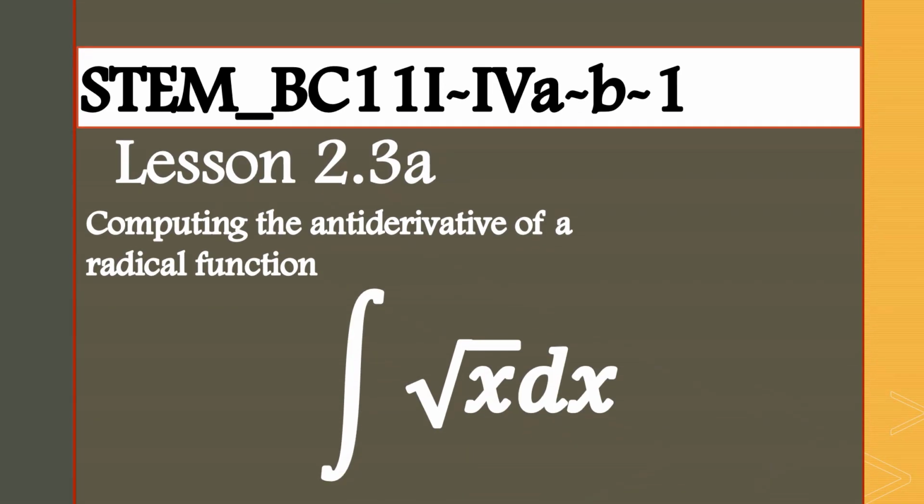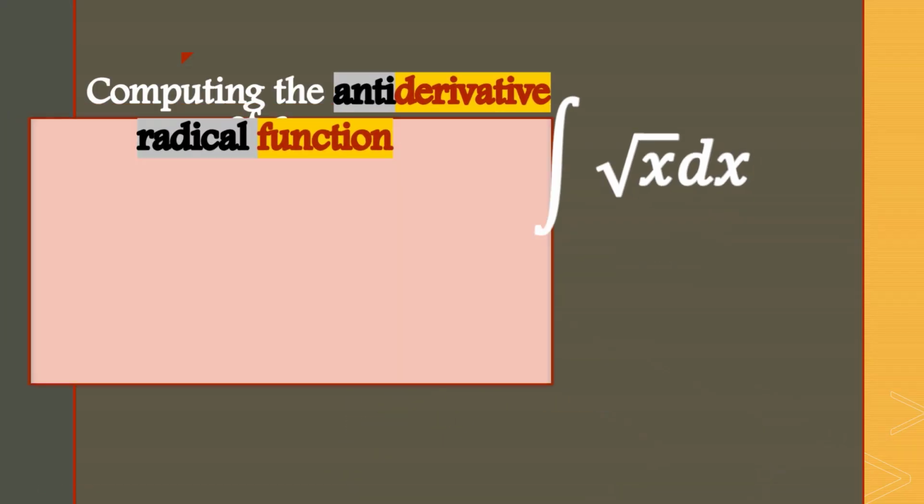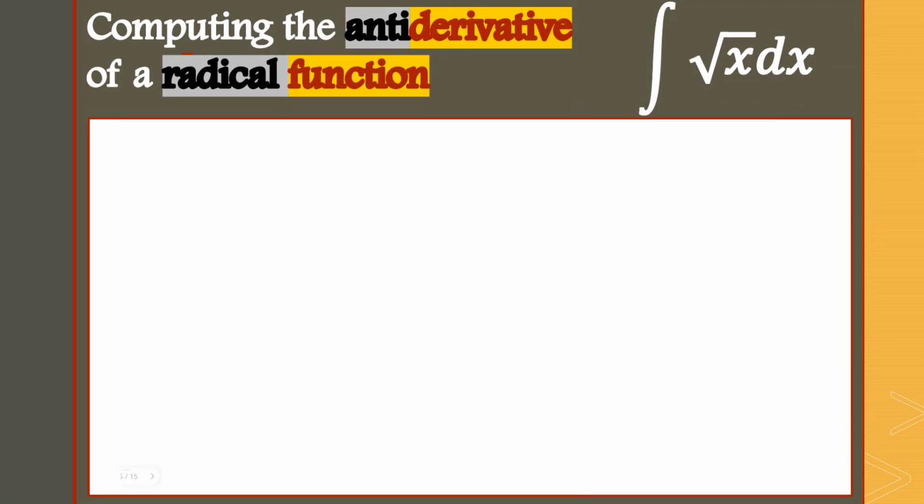Let's compute the antiderivative of a radical function. For this video, we have a radical function, square root of x. So we have the integral of square root of x dx. This is a radical function because it has a square root symbol. Even if it's a cube root, it's also a radical function.